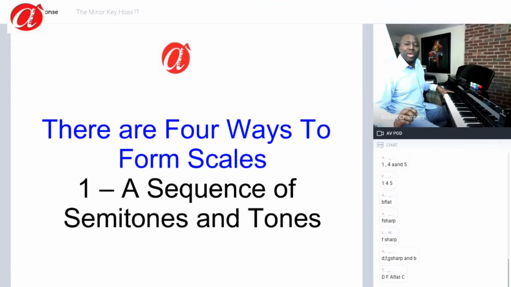Basically, there are 4 ways to form chords. Number 1 is just a sequence of semitones and tones. So obviously, when we start a basic major scale, we know it's a tone, tone, semitone, tone, tone, tone, semitone. Basic sequence of semitones and tones. That's one of the ways that you form chords.